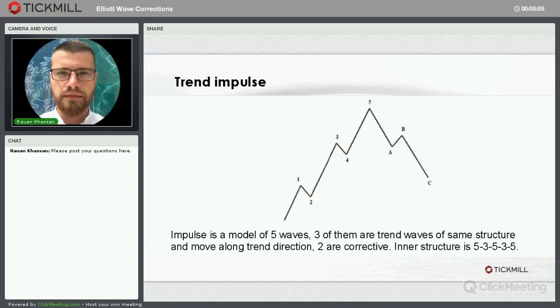So impulse itself is a model of 5 waves. 3 of them are trend waves and same structure, and move along the trend direction. Two are corrective. On the scheme, the trend impulse is on the left side.